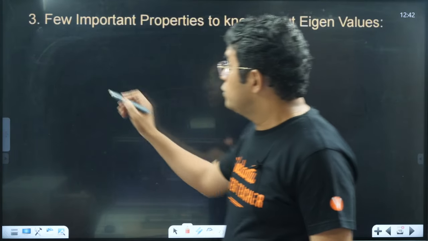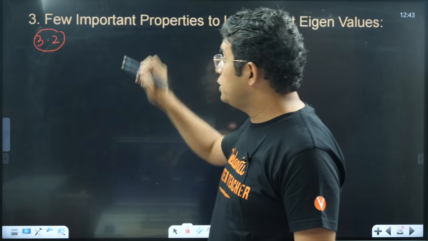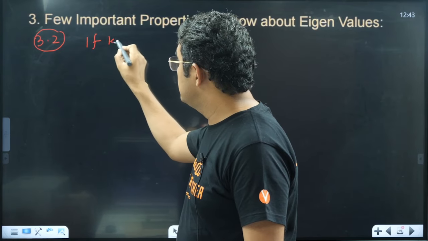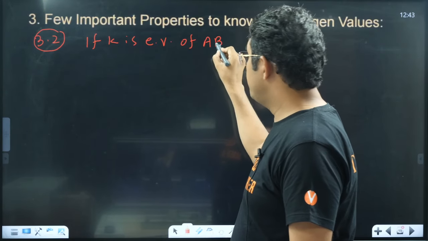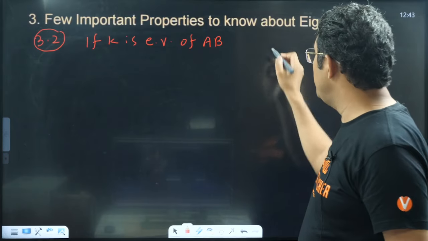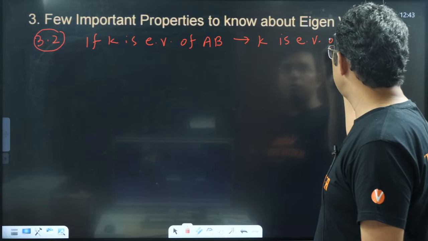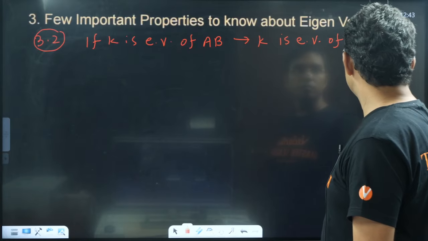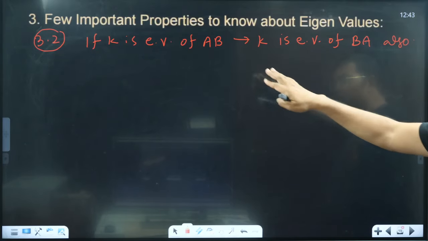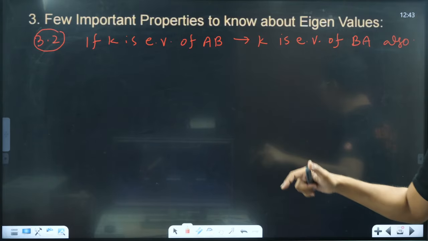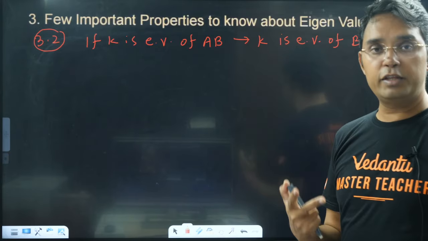Yeah. So the first thing I am talking about, 3.1, was that property that I talked about there. Now 3.2: if K is an eigenvalue of A into B, then my claim is K is an eigenvalue of BA also. I have given the proof of this in my notes again, so you can go through there. If K is an eigenvalue of AB, then K is an eigenvalue of BA also. Very important, very useful thing.